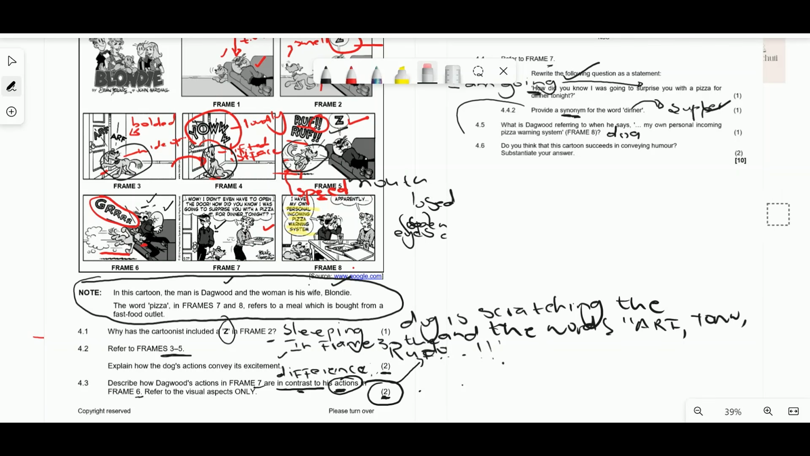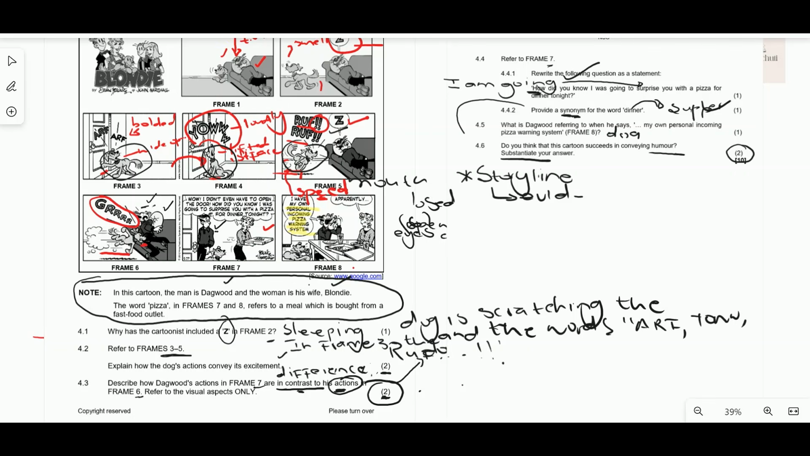I've said that once you understand the storyline, you will be in a position to answer this higher order question. Now it says, do you think the cartoonists succeed in conveying humor? 2 marks. And they will say substantiate. It means that you answer in full. What are we going to use? We are going to use the storyline to justify whether humor was created or not. And then, of course, this response, you may craft it, or construct it differently, for as long as you have used the storyline with what? With evidence to justify whether the cartoonist managed to create humor.